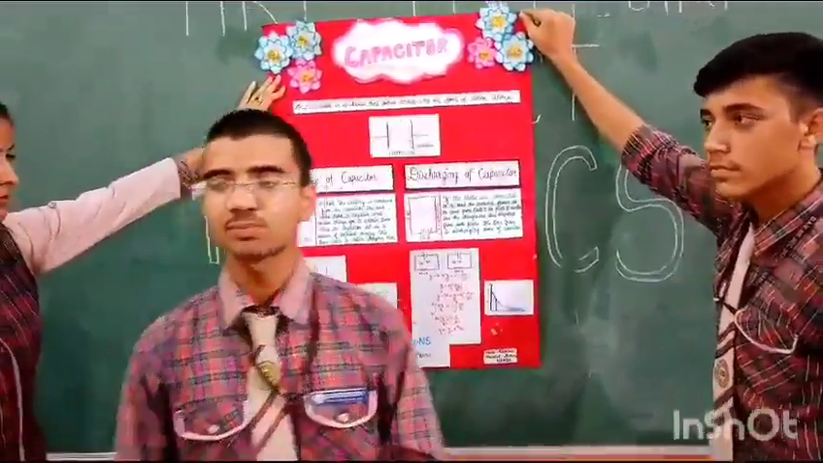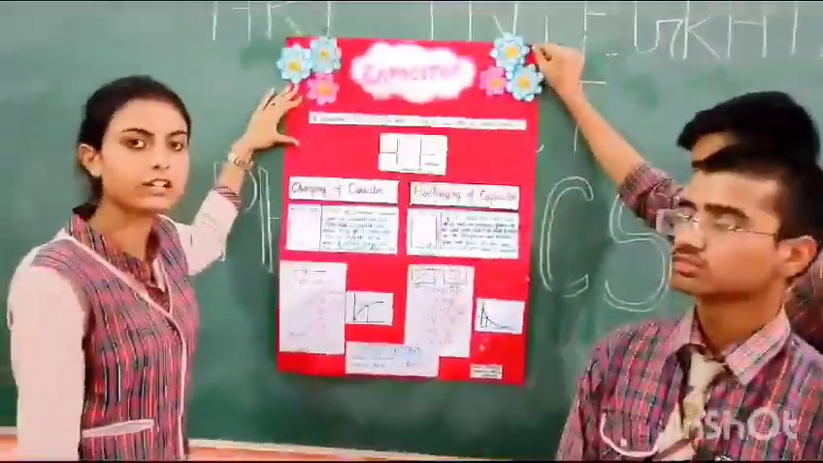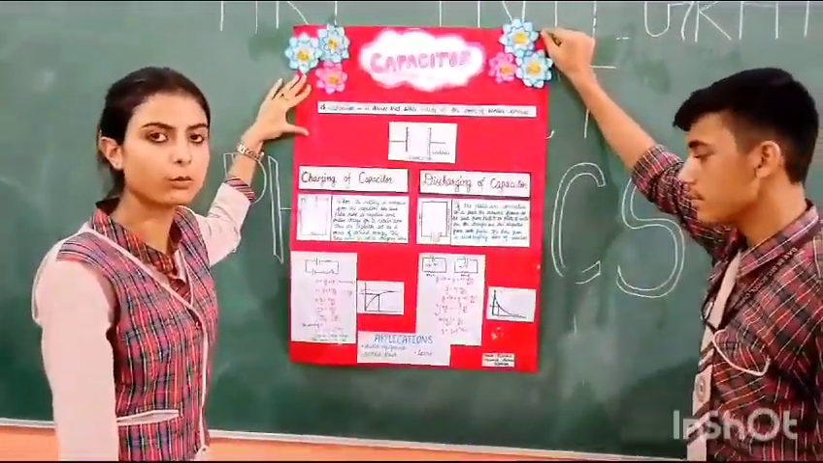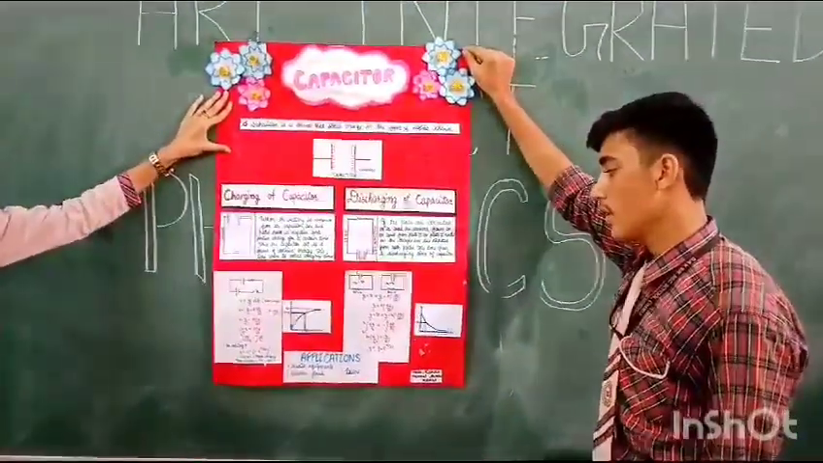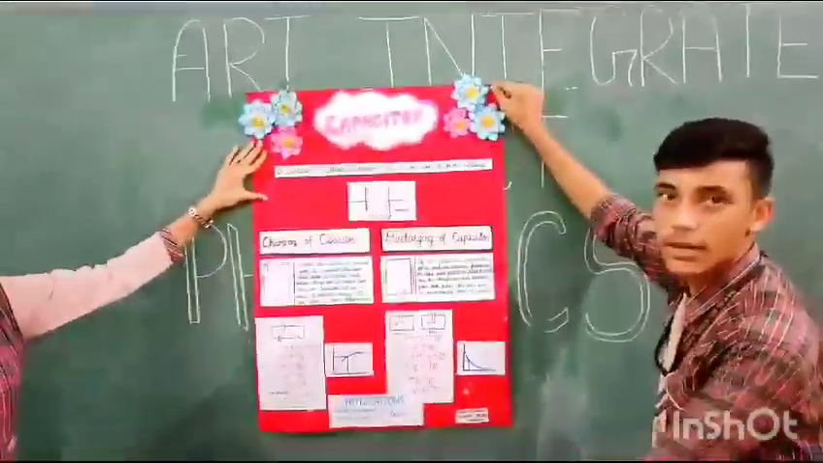Now let's move to our factors part. The factors are greater with the permittivity of the dielectric, greater with the capacitance. Capacitance is directly proportional to the area and inversely proportional to the distance. And now let's move to the applications of capacitor. Basically, it is used in audio equipment, camera flashes, lasers, and magnetic coils, etc.